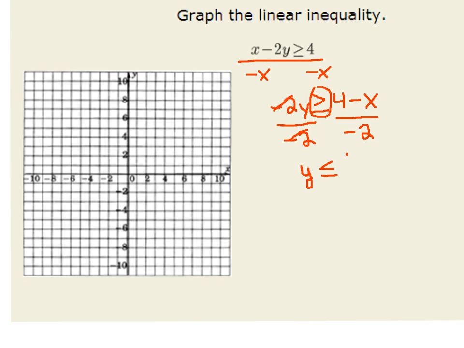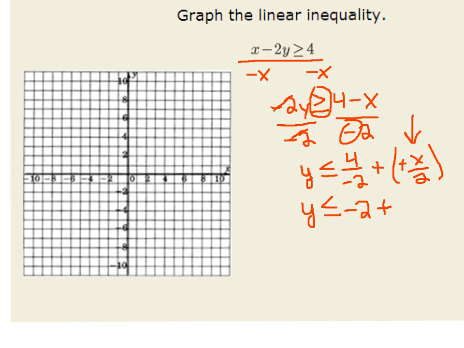And on the right side, we'll get 4 over negative 2 minus negative x over 2. This whole term here becomes negative because of this negative 2. Now let's simplify a little bit more. When you're subtracting a negative, you're actually adding a positive. So that's y is less than or equal to 4 divided by negative 2 gives us negative 2 plus x over 2. That's the same as 1/2 x.